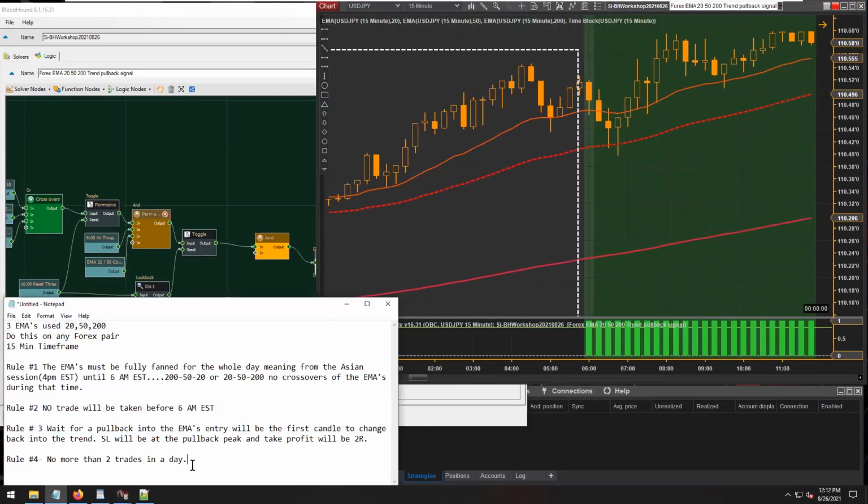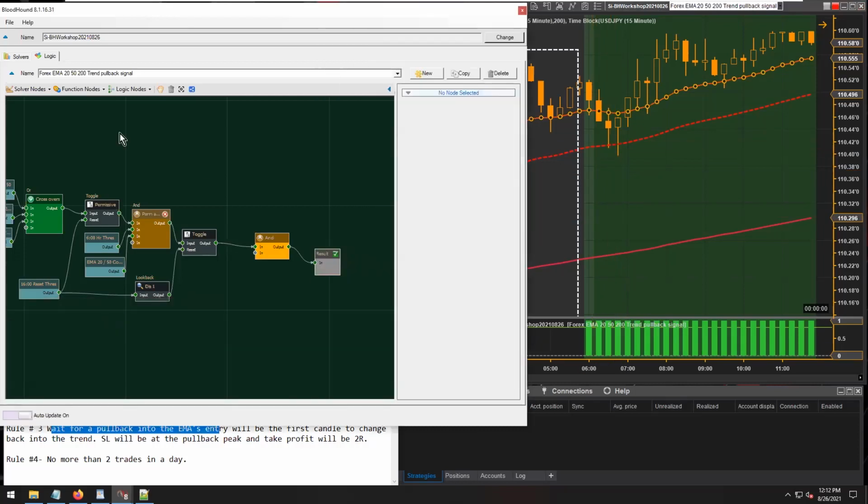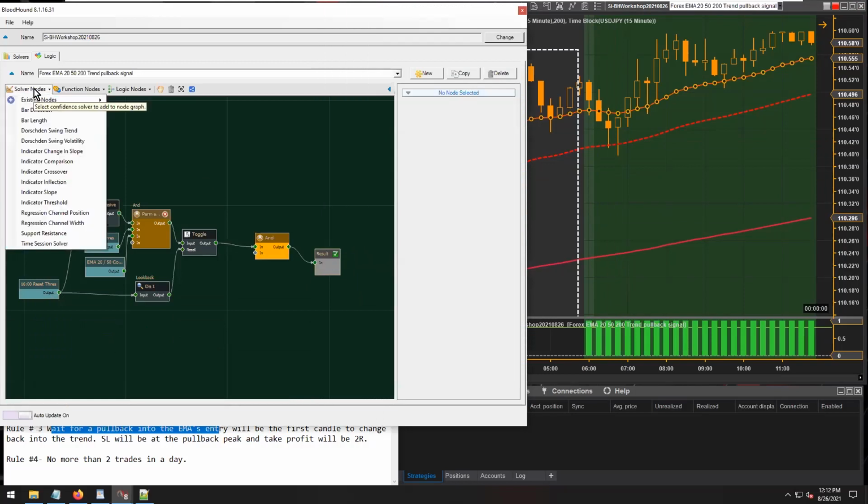All right, so getting back to our rules, rule number 3 is waiting for a pullback into the EMAs. So we're going to have price crossing at least the 20 EMA. We need to pull back into the EMAs, so we need at least a crossing of the 20. So we're going to use a crossover.